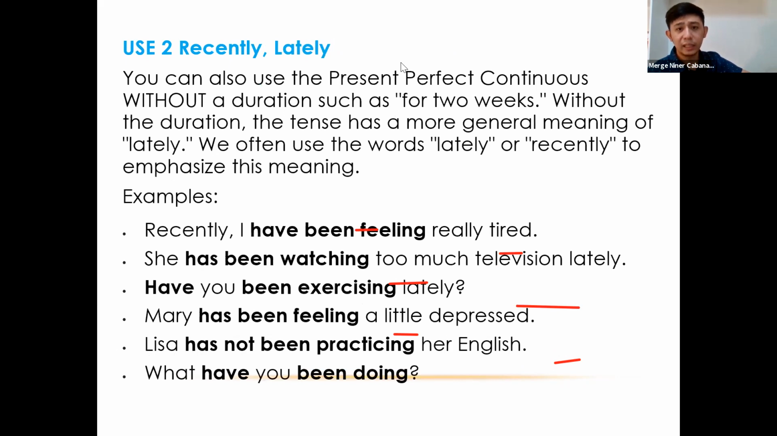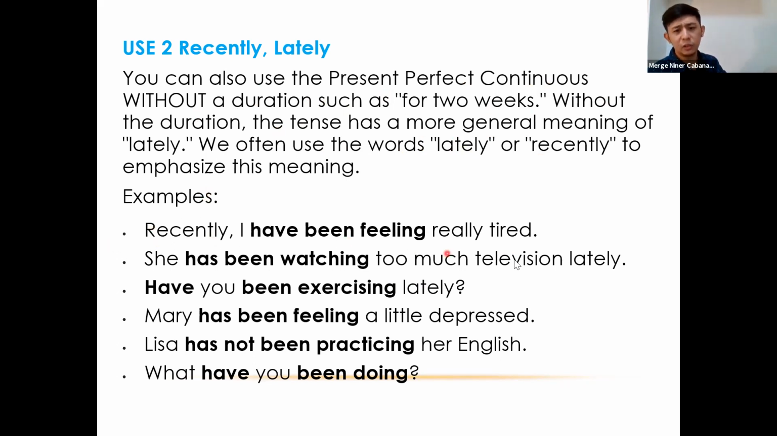Recently and lately. Take a look. Guys, this is important. All right. You can also use the present perfect continuous without a duration, such as for 2 weeks. Without the duration, the tense has a more general meaning, like lately. We often use the words lately or recently to emphasize this meaning.